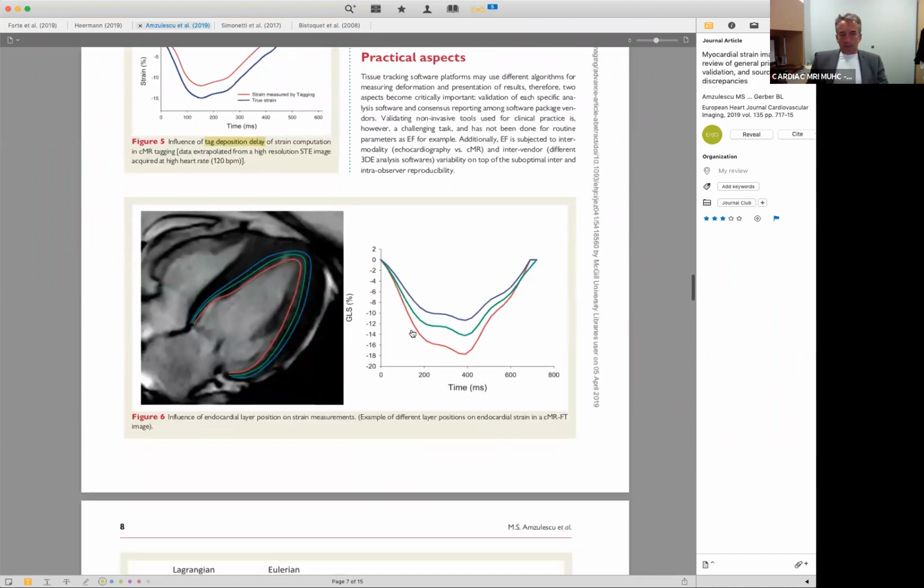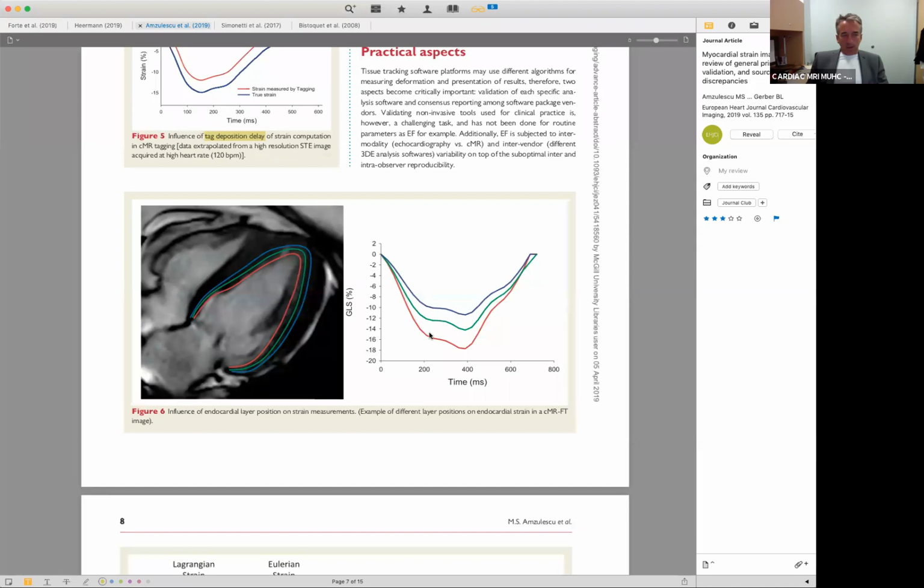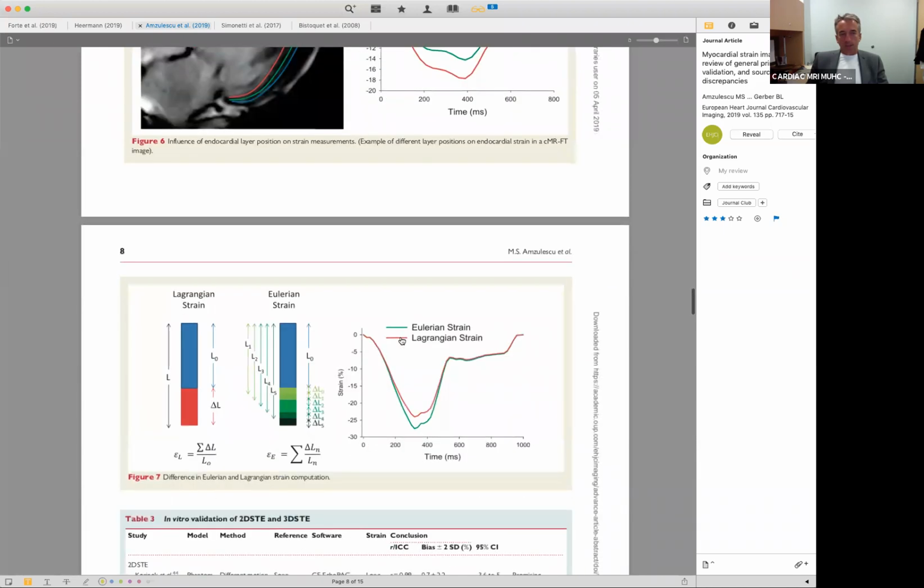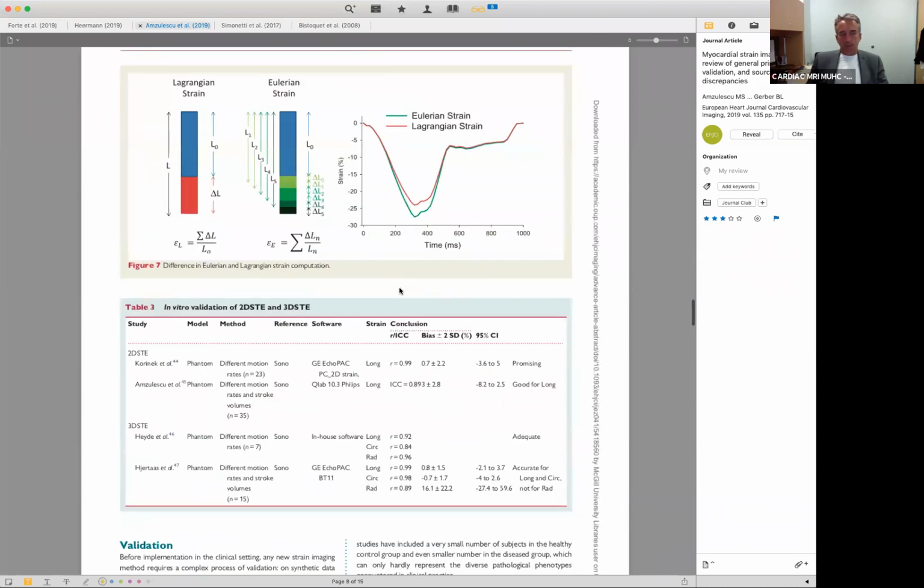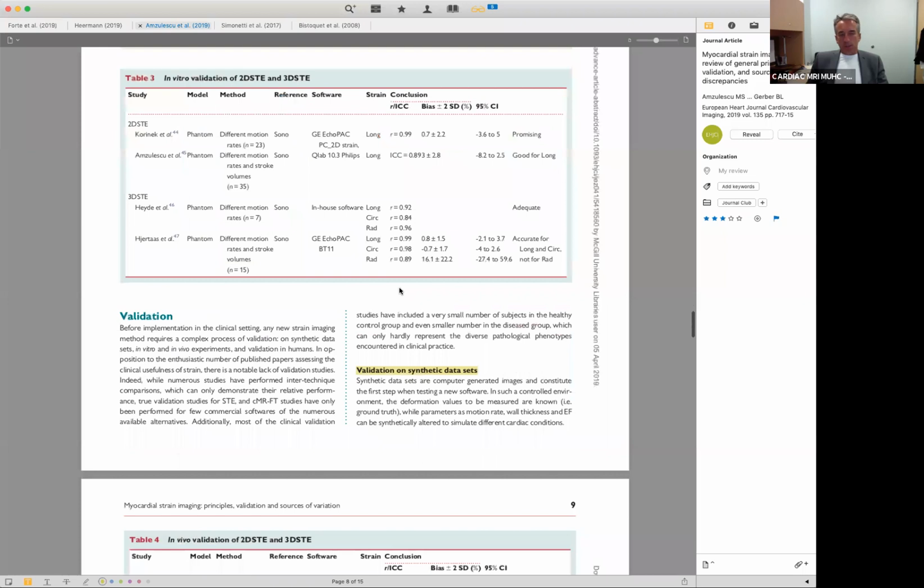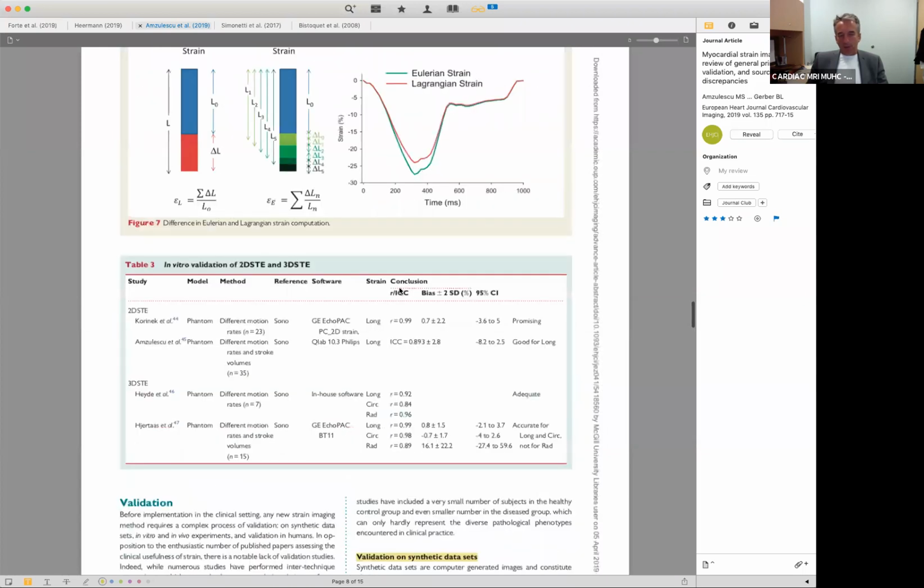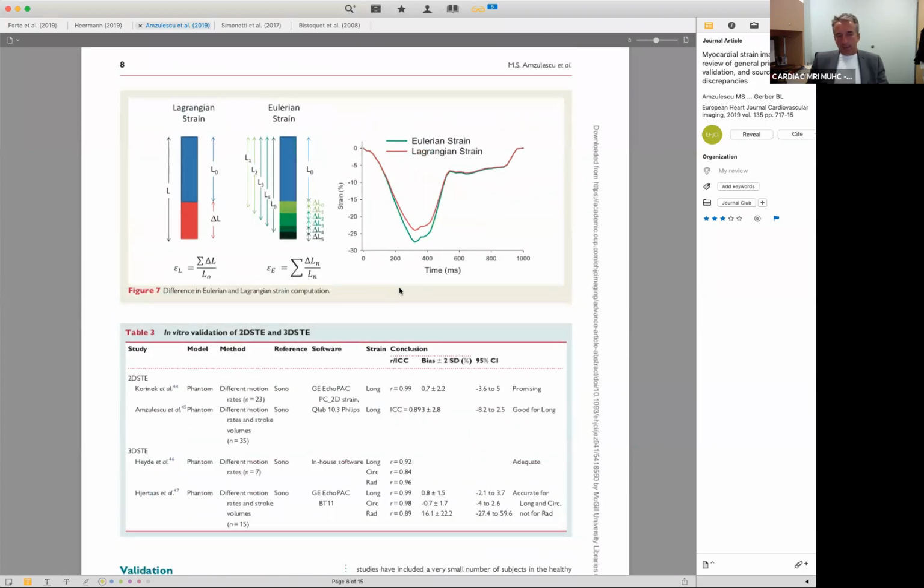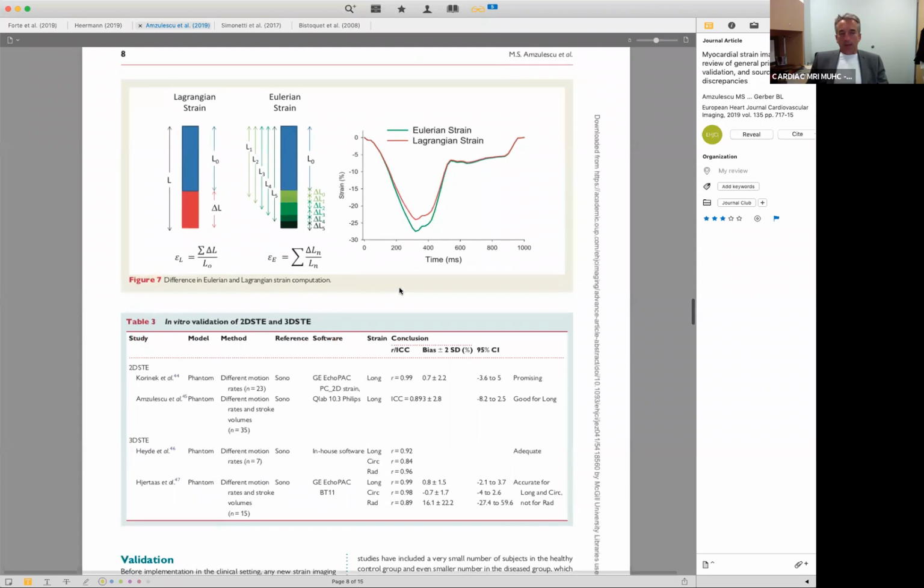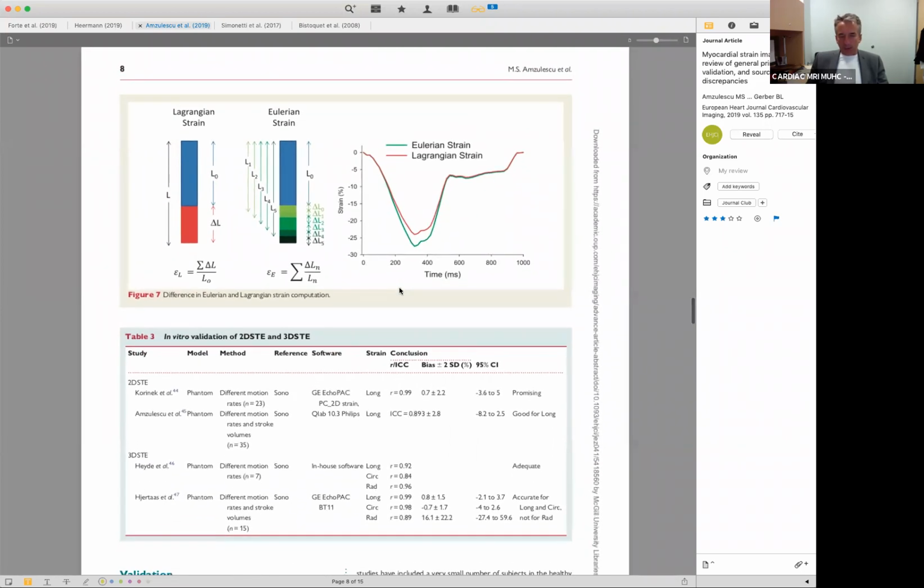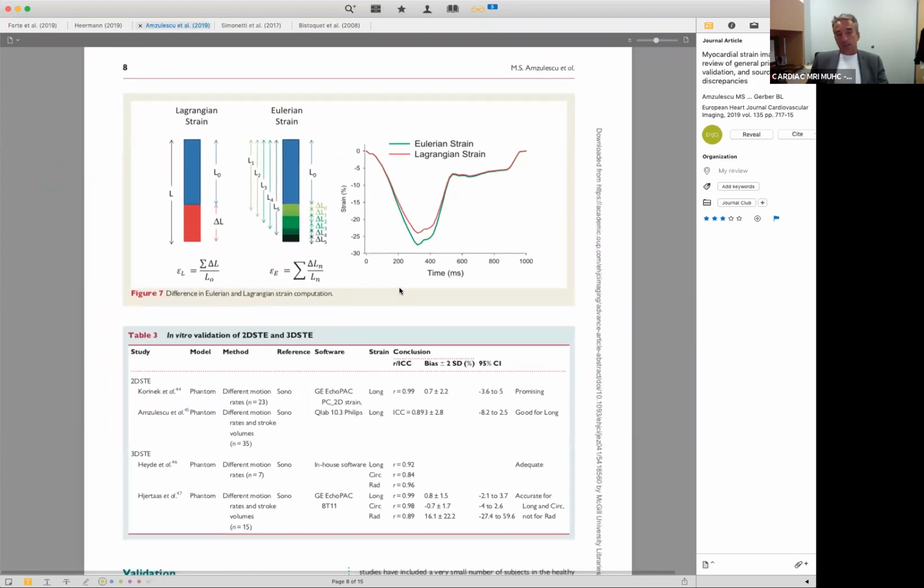So there are a couple of aspects here. You see the variability for the global longitudinal strain, depending on where you put your contours, and there are sometimes different formulas also being used. So long story short, we have a lot of variability that is caused by the imaging approach itself, the software, and the reader. Validation studies have been out there, but what do you use as a gold standard? So this is a very difficult topic.